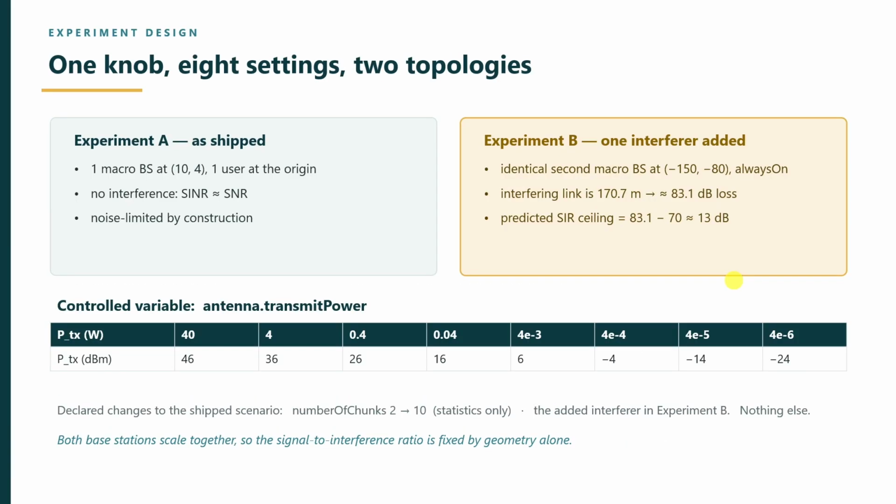Our second prediction: experiment B adds an identical base station at 170 meters away, with 83.1 decibels of free space loss, and both transmitters scale together, so the ratio never changes. 83.1 minus 70, so around 13.1 decibels.